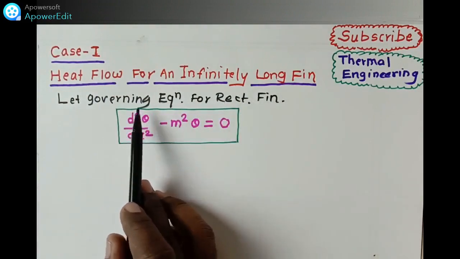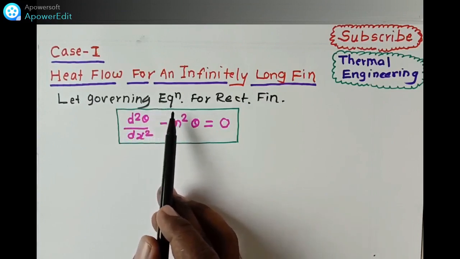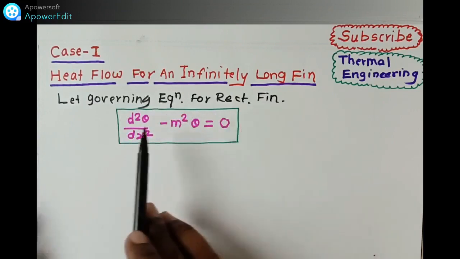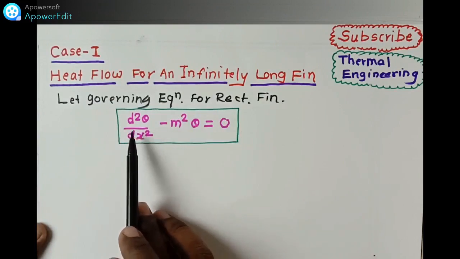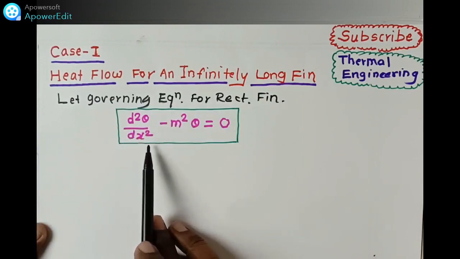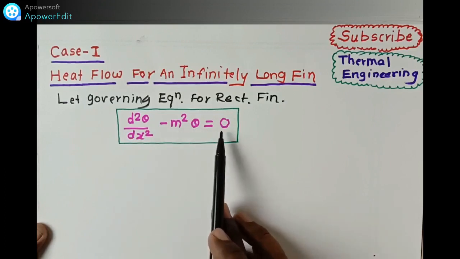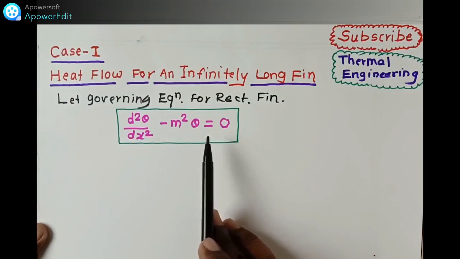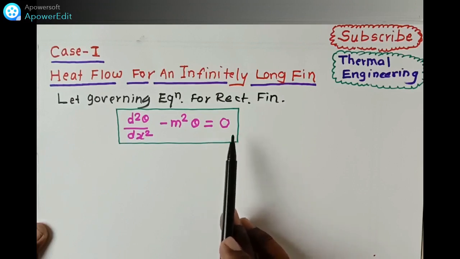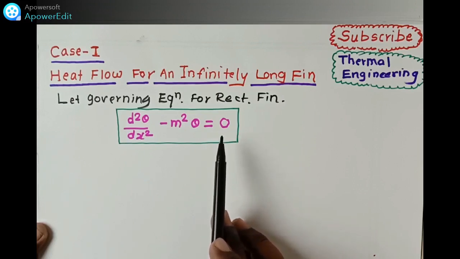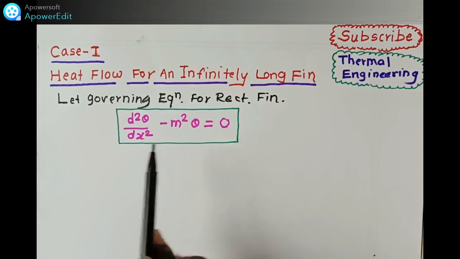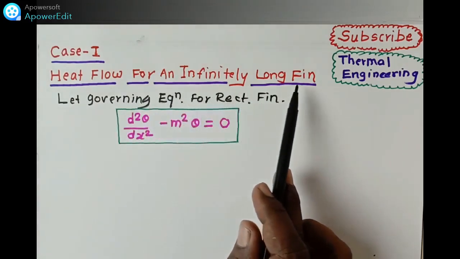So here, the governing equation for the rectangular fin, that we have already done, is d square theta divided by dx square minus m square theta is equal to 0. For this we will have a general solution, and in that solution there will be constants C1 and C2. We have to find values or expressions for C1 and C2, and then we have to find the equation for heat flow for an infinitely long fin.